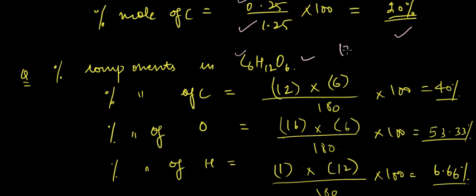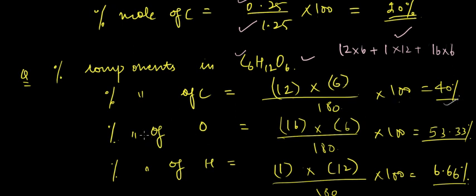You can calculate with 12 into 6 plus 1 into 12 plus 16 into 6. Okay, 16 into 6, this would give you 180. So this is the molecular weight of the compound. So percentage component of C would be 12 into 6, the total number of carbon atoms present in this molecule. So it would be 12 into 6 upon 180 into 100, it would be 40%.